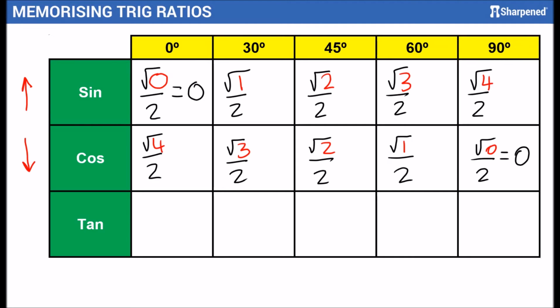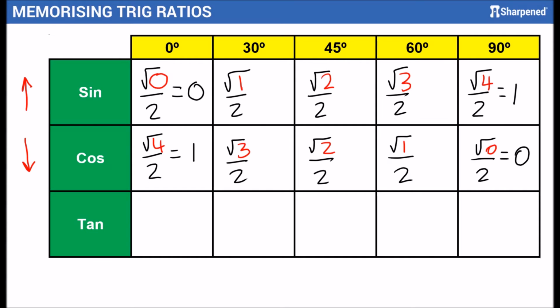We can also clean up the sine of 90. So the sine of 90, we have the square root of 4 over 2. Now the square root of 4 is just 2, and 2 divided by 2 is 1. So we can actually simplify that one down to just 1. Once again, the cosine of 0 is the exact same fraction as the sine of 90, which also equals 1. And there we go, so we've cleaned up some of those ones there.